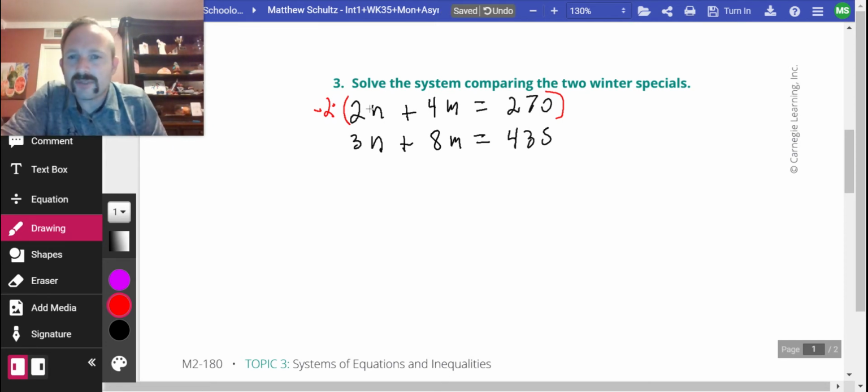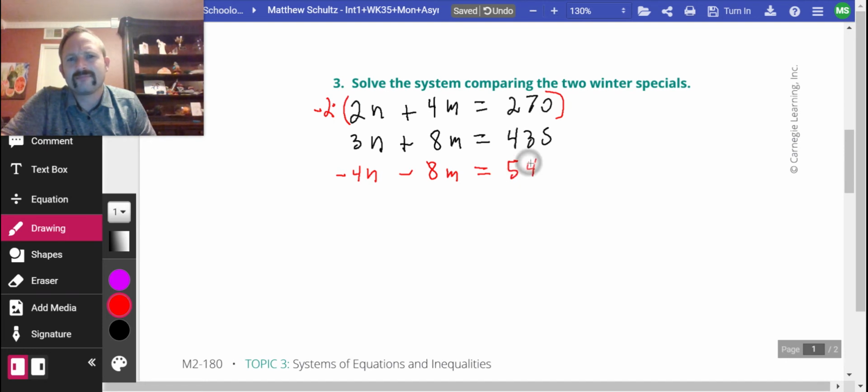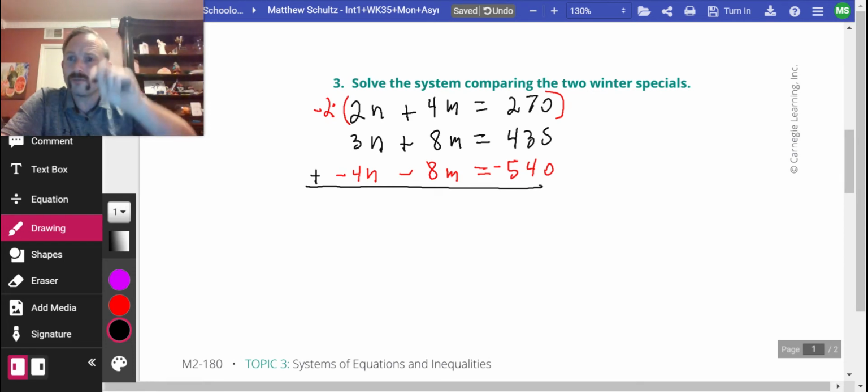So -2 times 2n will be -4n, and minus 8m, and then that's going to equal 540. Oof. But it's negative. And so now I'm going to add these two. So I'm using linear combination, combining them in order to go from 2 variables to 1 variable.